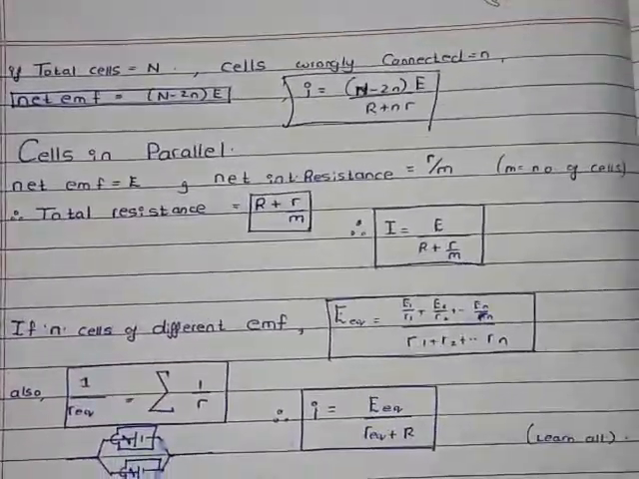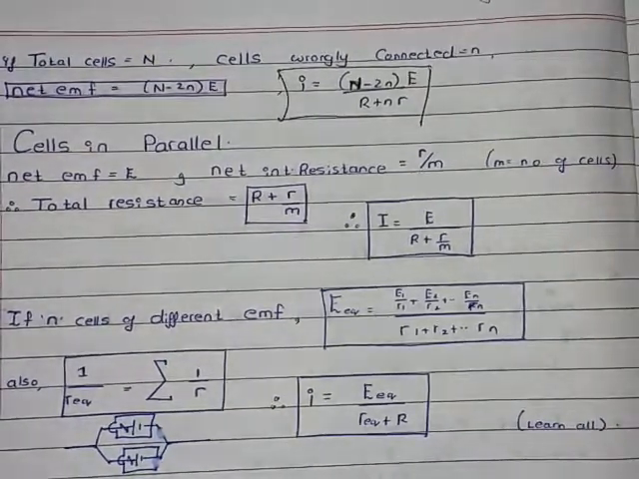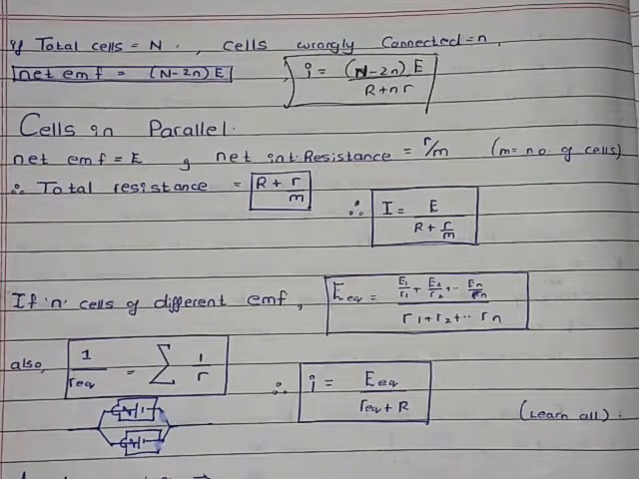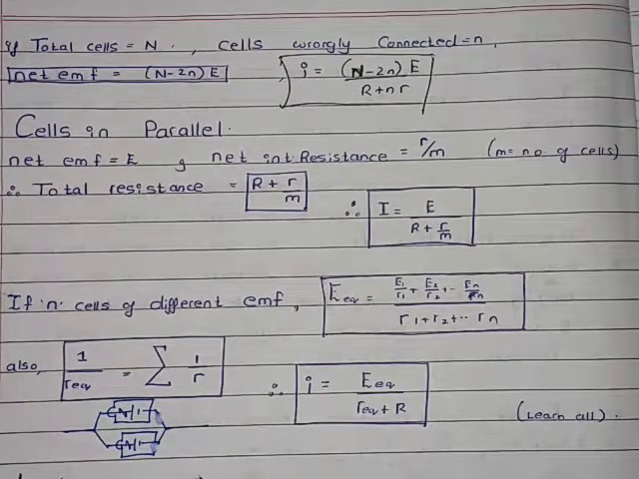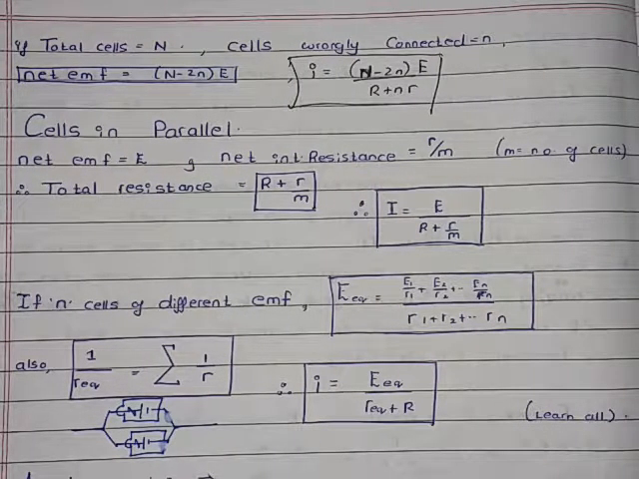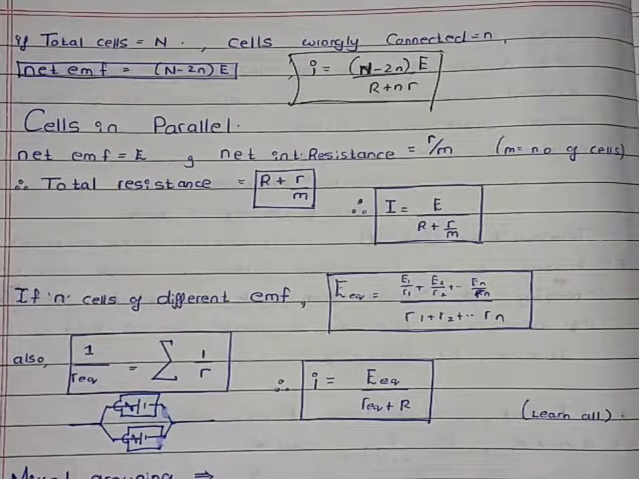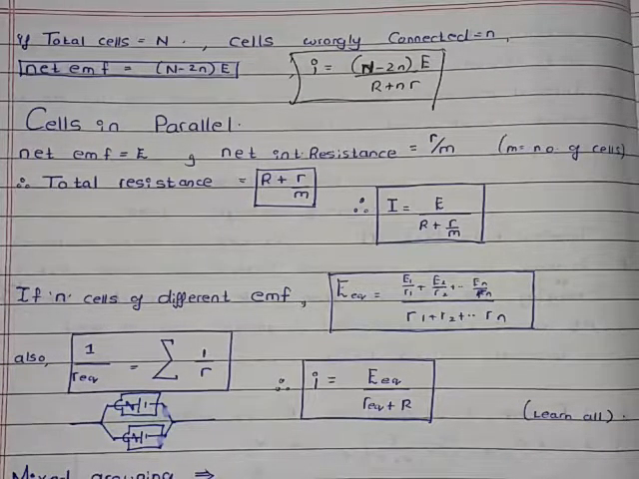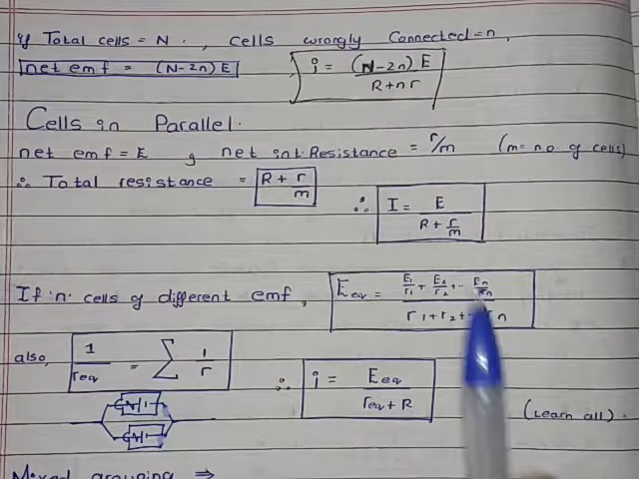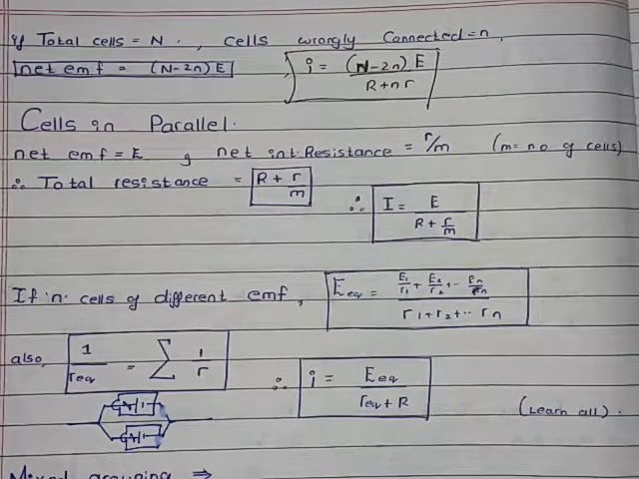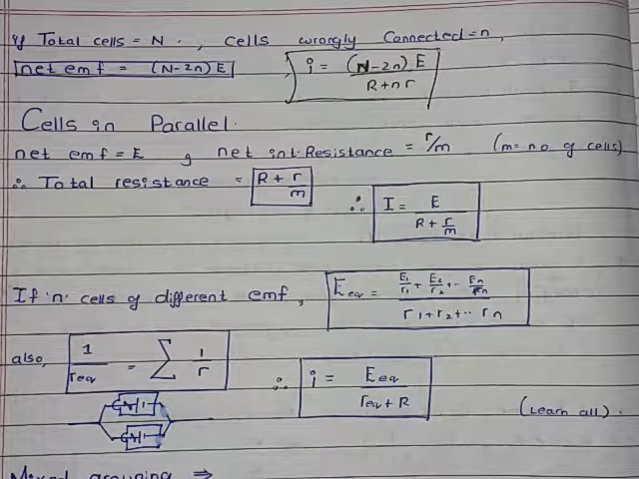Let's get on to our next page, shall we? If there are n cells in total, of which some are wrongly connected, that means oppositely connected, the net EMF becomes (n minus 2m) times the electromotive force, that is the total number of cells minus 2 times the wrongly connected cells, into E. Another formula, right? No way, come on. I equals (n minus 2m) E upon R plus nr. We know I equals V by R because V is this and R is R plus nr, with no change in internal resistance because it cannot be negative, it can only be positive.